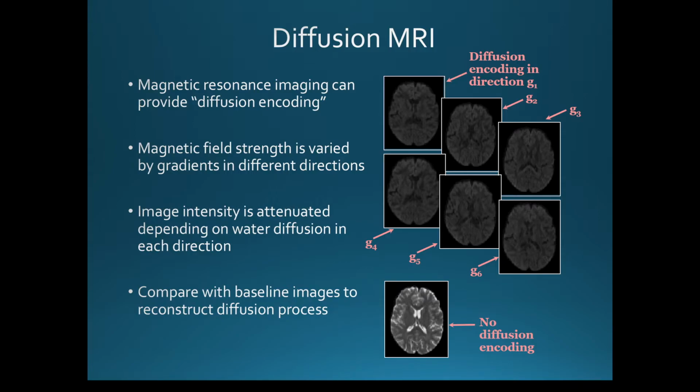So MRI can run what we call a diffusion sequence, which provides a diffusion encoding. And really what that means is we can apply magnetic field strength and vary it by what we call gradients, and we do that in different directions in the brain. We'll acquire some baseline image where there's no diffusion encoding. It's kind of like a T2 image, but then we can acquire diffusion encoding in different directions. Again, don't worry about the physics of this for this class. The general principle is we get different directions, and that will allow us to understand how water moves in the brain, the directionality of movement.